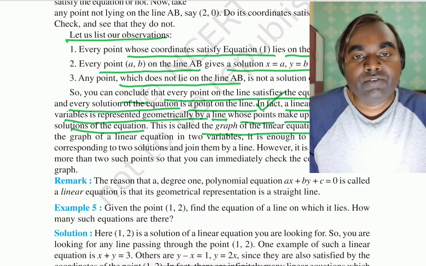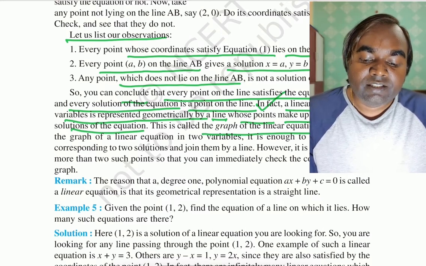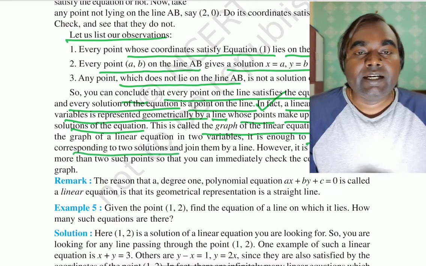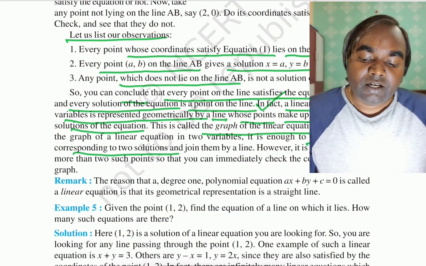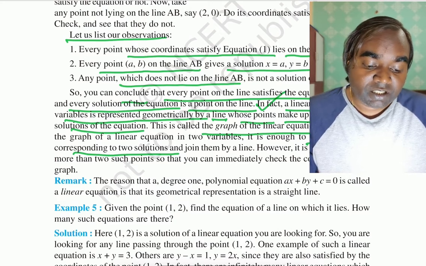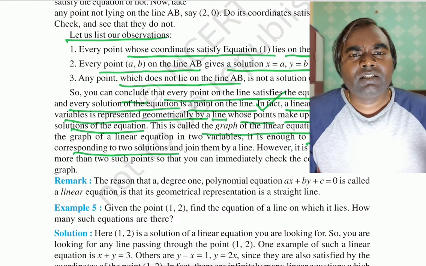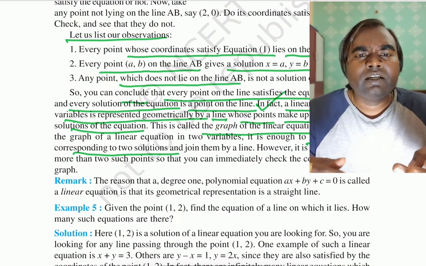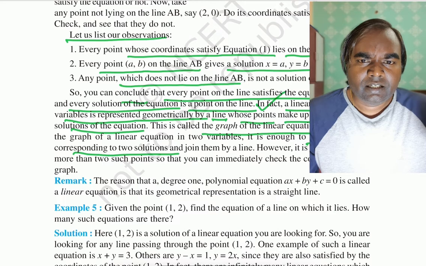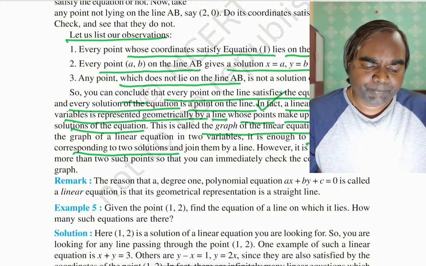To obtain the graph of a linear equation in two variables, it is enough to plot two points corresponding to two solutions and join them by a line. However, it is advisable to plot more than two such points so that you can immediately check the correctness of the graph. If you are not satisfied with two points, you can take more, say three points, and connect all of them. You will get a straight line, and all the points lying on this line will give the solutions.